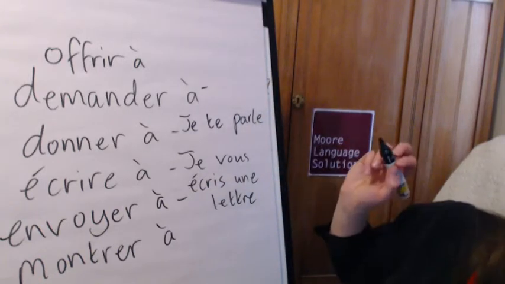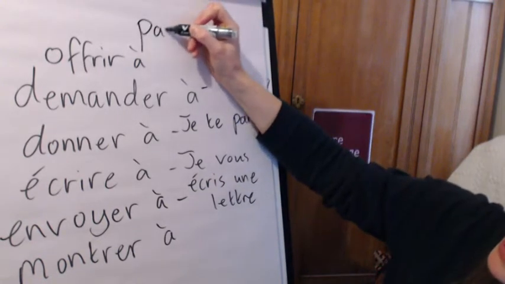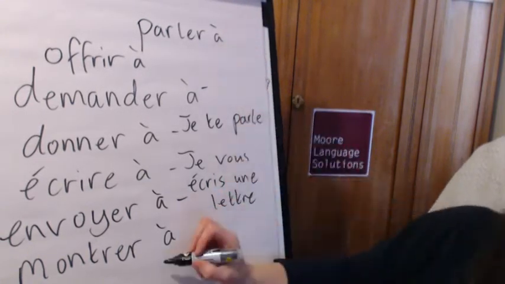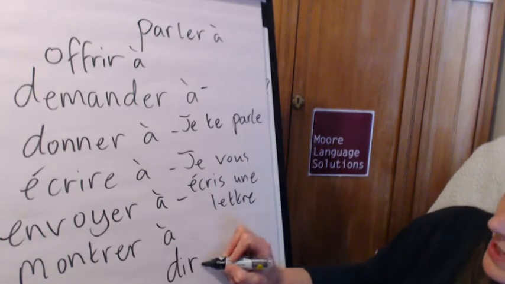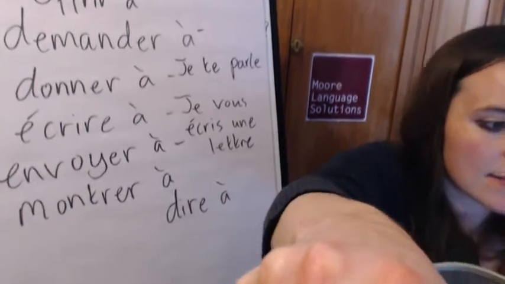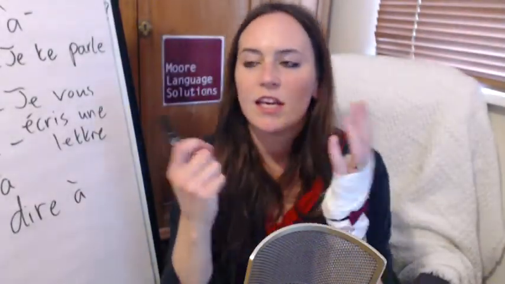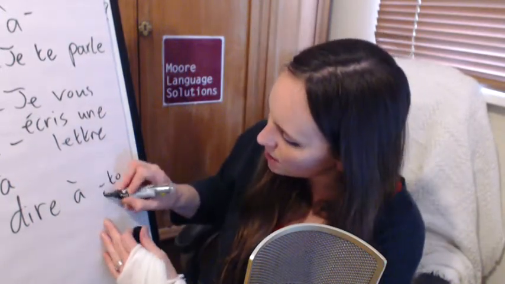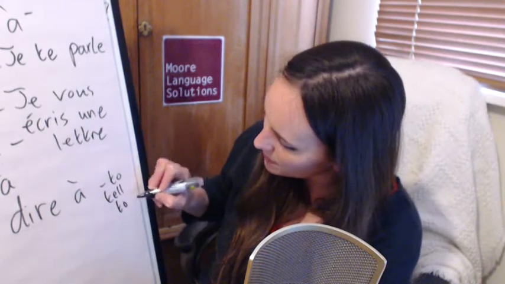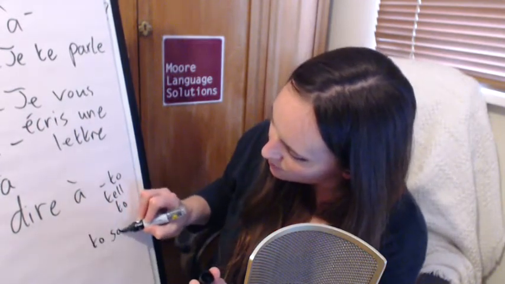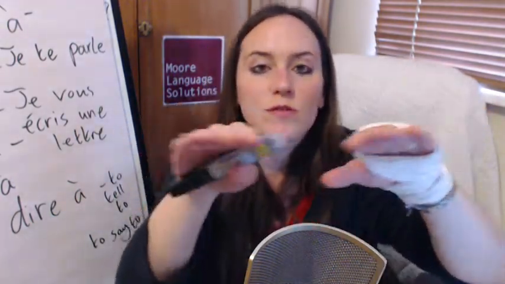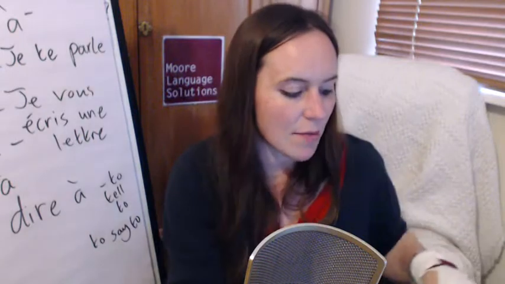Okay, let's see. Offrir à. Parler à. We've already had that one. And then raconter or dire. I'll just write dire down here. Dire à. So let's look at that last one. If we wanted to say tell, so dire can mean to tell someone, or to say to someone. So if we're saying tell them, we'll use the vous form. You guys tell them the truth.